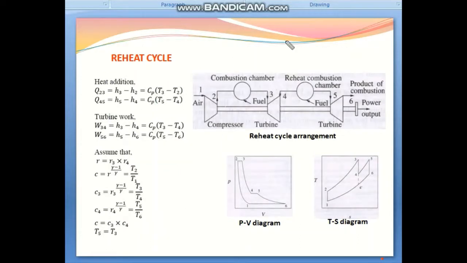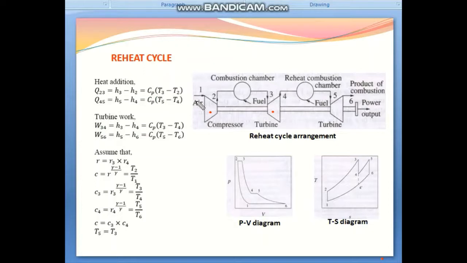And this is the reheat cycle. Okay. In the reheat cycle, as you can see, this is the reheat cycle arrangement diagram. This one is the compressor, this is the combustion chamber, this is the first turbine, then this is the reheat combustion chamber, and this one is the second turbine. Okay. So let's see the working principle of the reheat cycle.